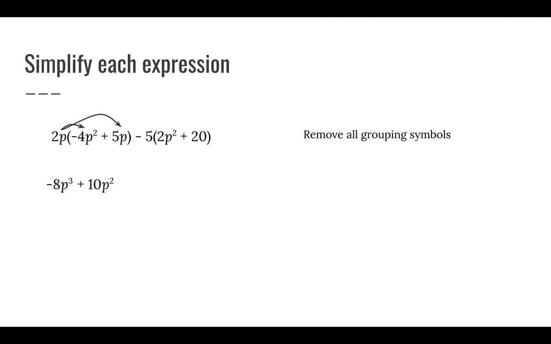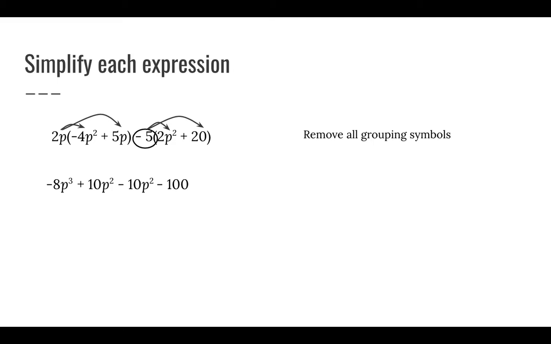Then I'm going to get rid of the second parenthesis. Now you have to be careful here because there is a negative sign in front of that 5, so I'm actually distributing negative 5 through this parenthesis. Negative 5 times 2p squared will give us negative 10p squared, and then negative 5 times 20 gives us negative 100.